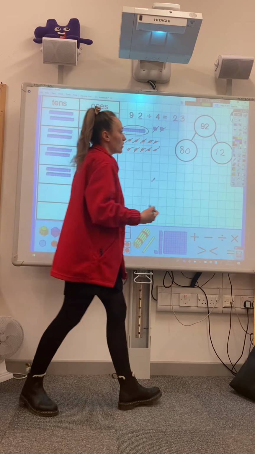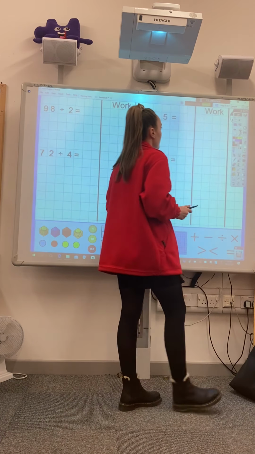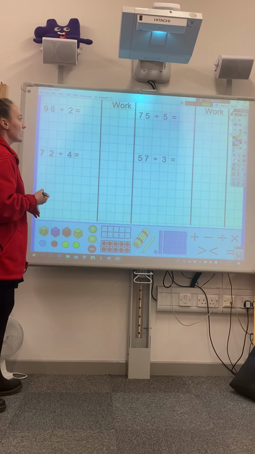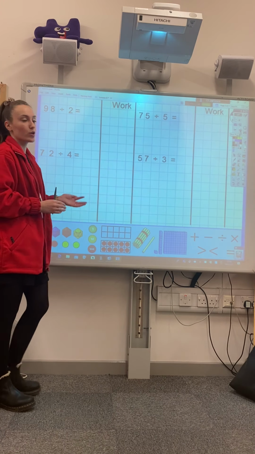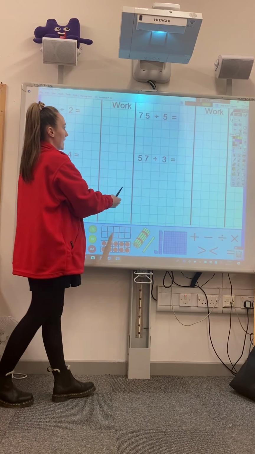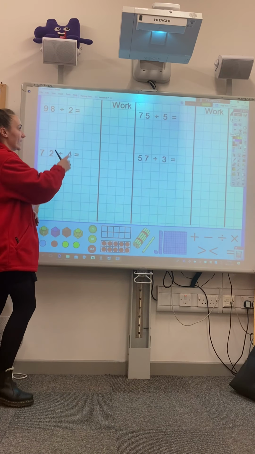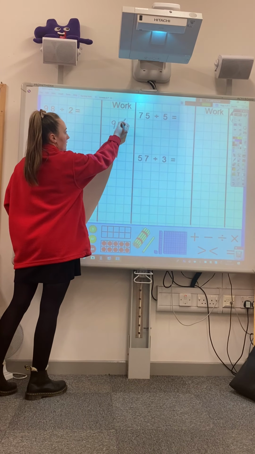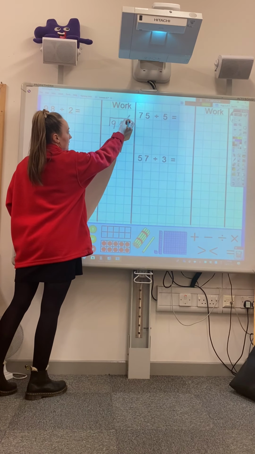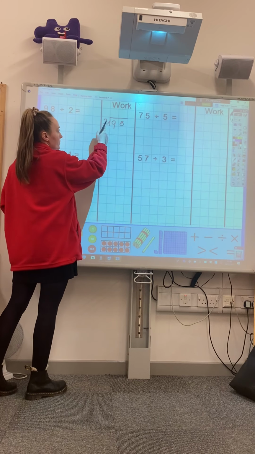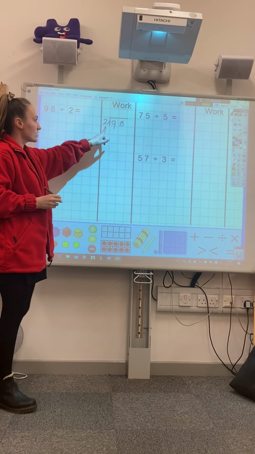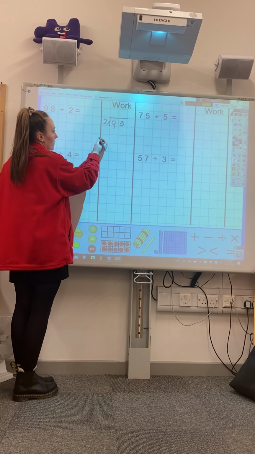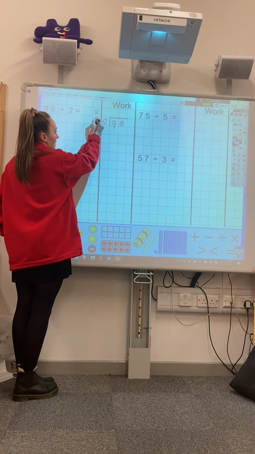Okay, now the method that you're going to do today, hopefully the partitioning yesterday will help you with this one. So we've got 98 divided by 2, and in your book you will have a section that says work down side, and this is where you're going to do your working out. So I'm going to put 98 and then 2 here because I'm dividing by 2. So now I'm going to see how many 2s go into 9. If I'm struggling, I can write my 2 times table down the side.